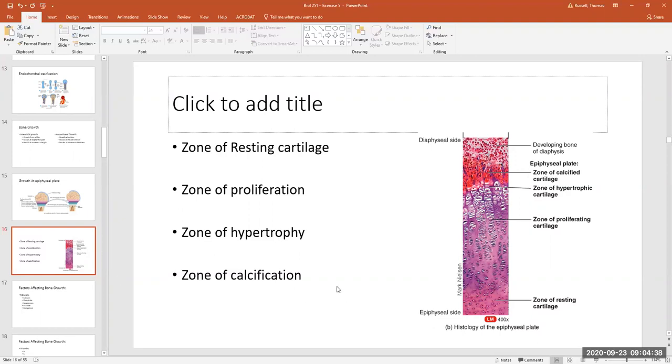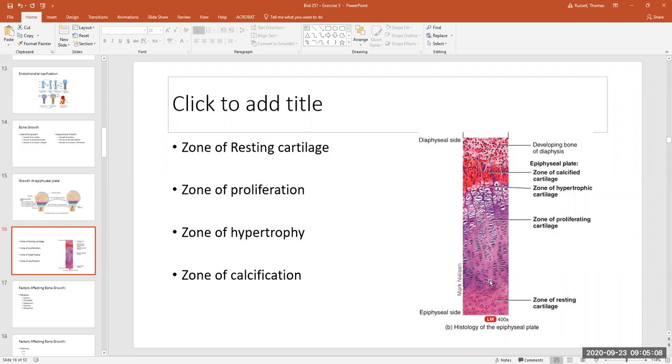So the plate at the other end of the bone, which I don't have a picture directly to show you, is flipped upside down. If you can envision that this plate was at the top, the zone of resting cartilage would be flipped all the way to the top. You would have to twist this all the way around. So they're just inverted. So here we have the zone of resting cartilage.